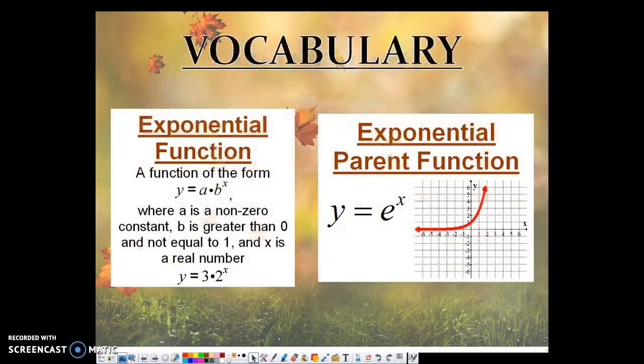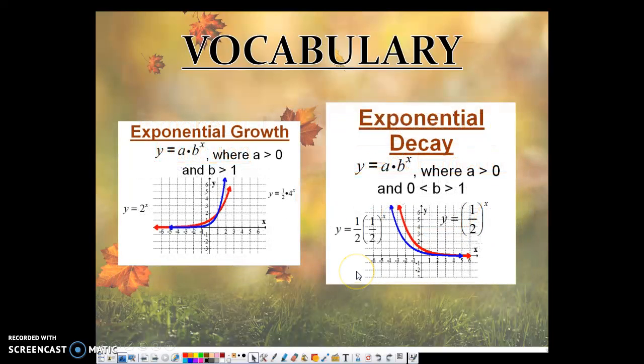Exponential functions. Okay, so an exponential function is a function of the form y equals a times b to the power of x. Okay, so now we're doing stuff to the power of x. Here is your exponential parent function, y equals e to the power of x, and it looks like this. Okay, that's what it looks like.